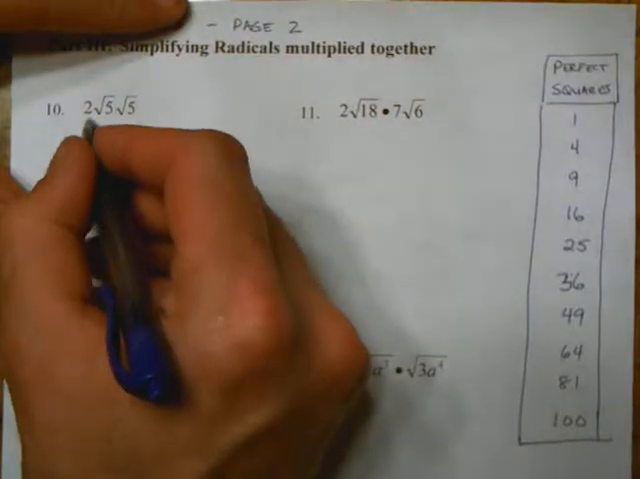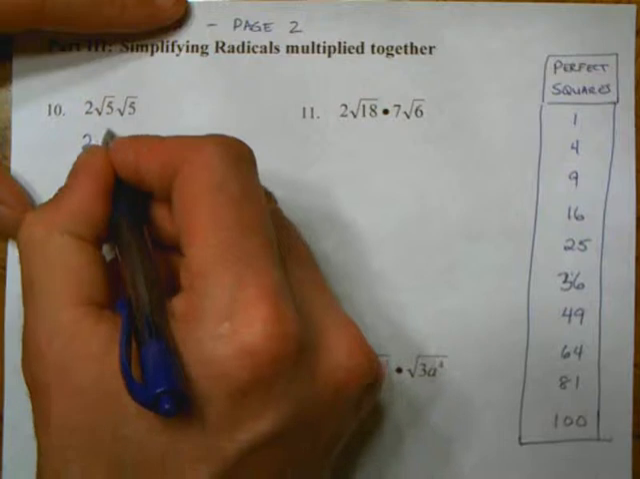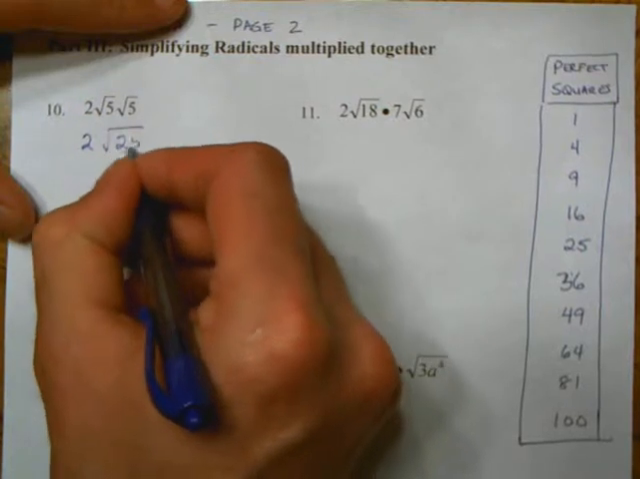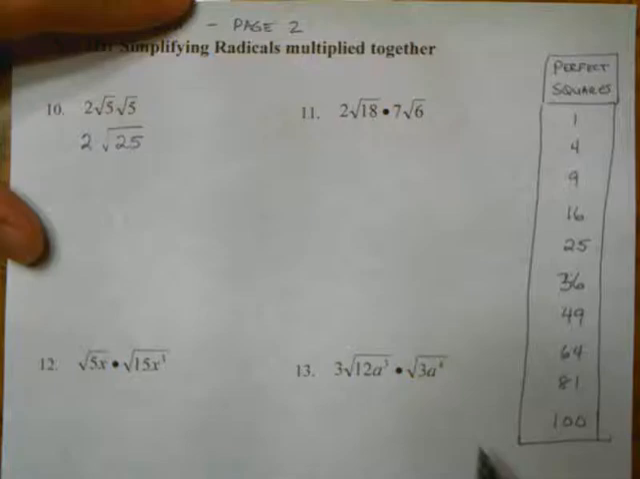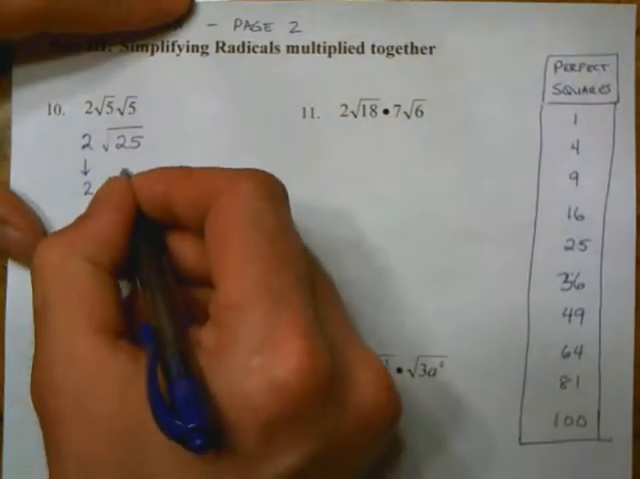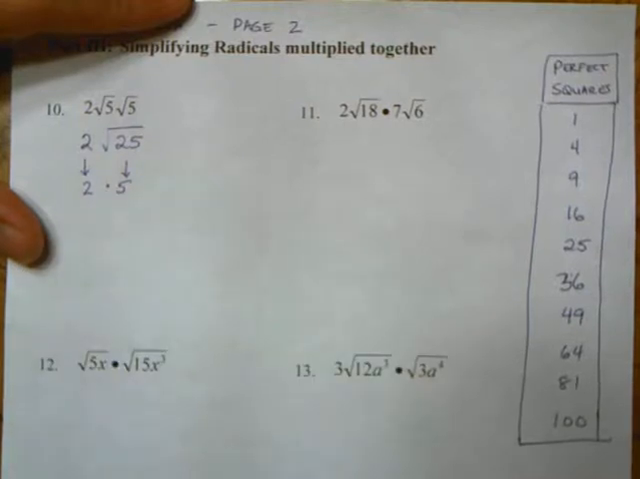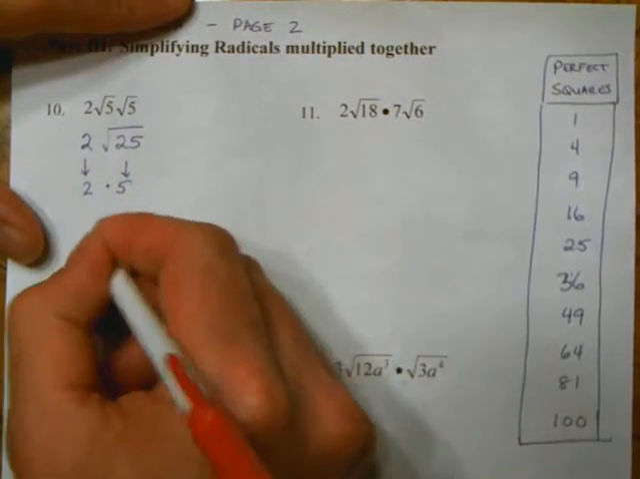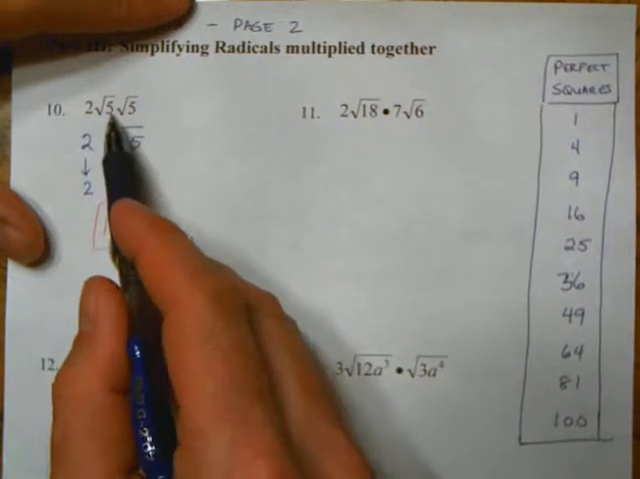So here we have 2 times radical 25. Now we're going to simplify the radical 25. We bring down the 2, and we realize the square root of 25 is just 5. So my answer is 2 times 5, or 10. Just an example, when we have 2 radicals, we multiply them together to get 1 radical.